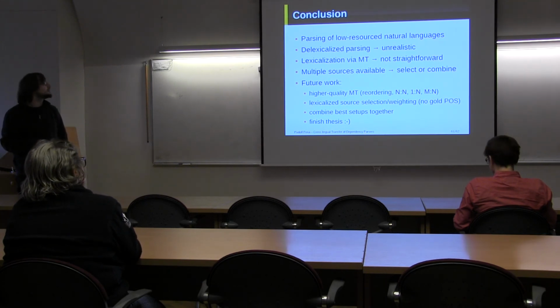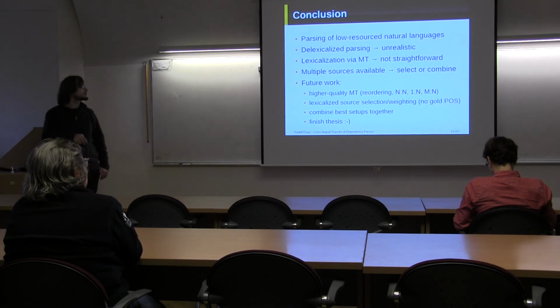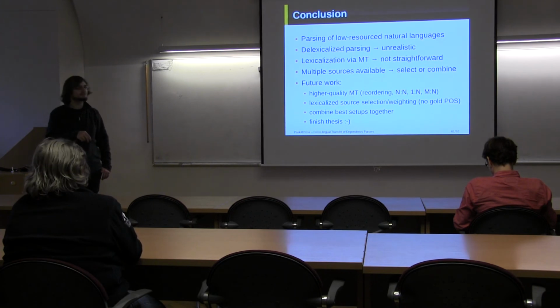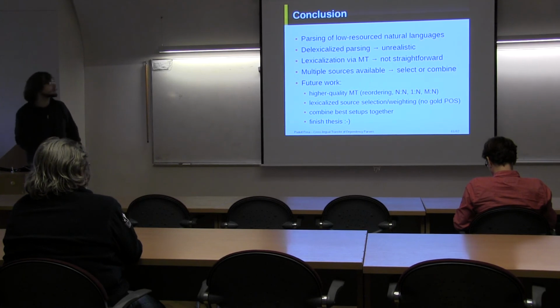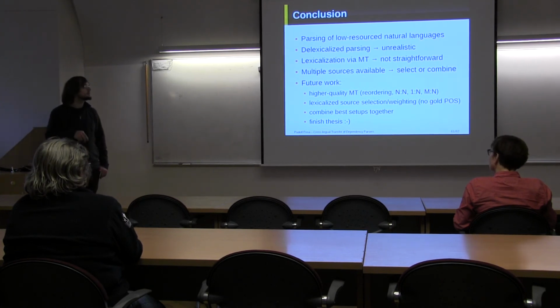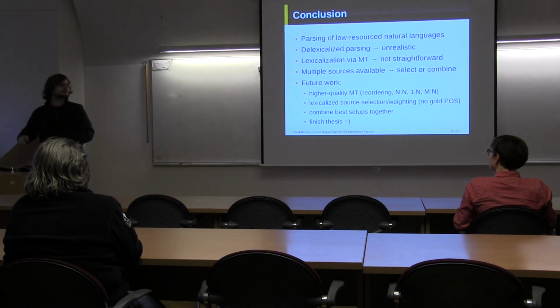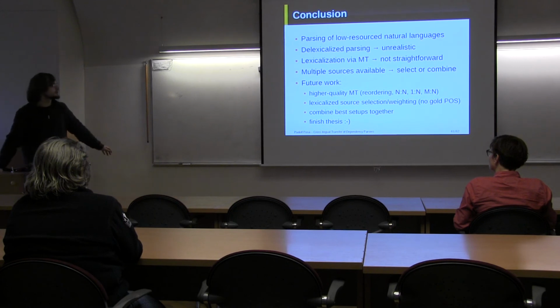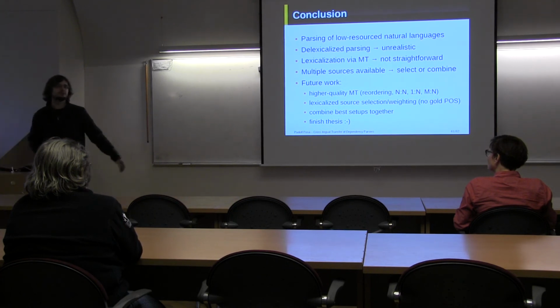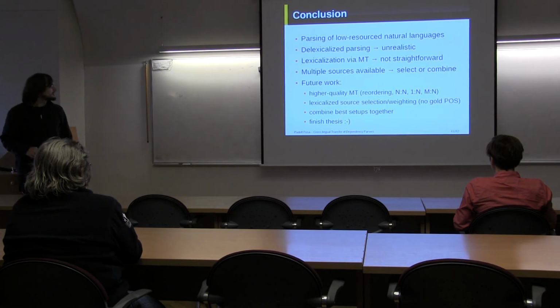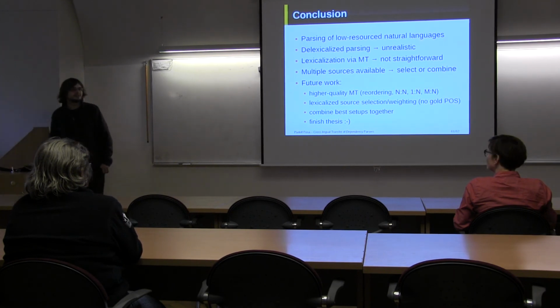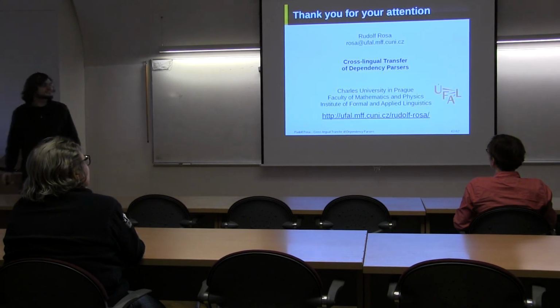All the experiments that I showed with selecting or combining multiple sources were done on delexicalized parsing, so I want to repeat these experiments, but this time with lexicalized parsing. And in the end, when I know which of these setups are the best, of course I want to combine them together to see what's the best parsing accuracy we can achieve by using these methods. And then obviously I want to put it into my dissertation and hand it in. So thanks.